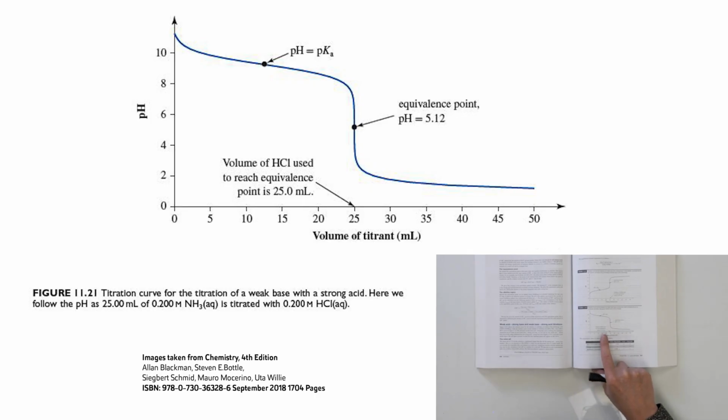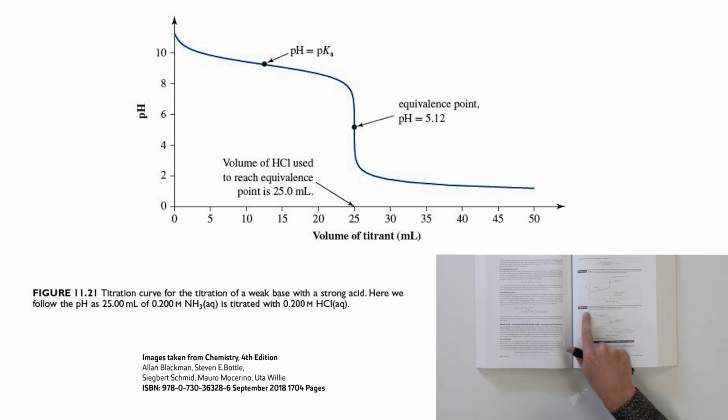The last one that we're going to talk about is the weak base strong acid titration, and again, mirror image of the previous. So in this case, you're starting off at quite a high pH, but not as high as the strong base strong acid, so around about pH 11 or so. And in this case, we're titrating ammonia, 0.2 molar ammonia with HCl of the same concentration.